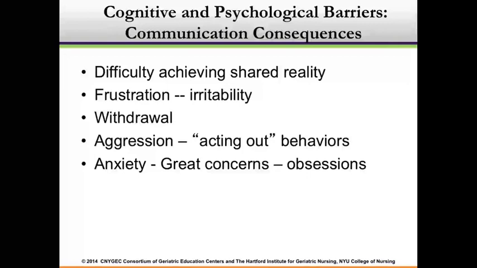Older adults have a lot of problems doing it, and you will have a problem getting your viewpoint understood by them. And you get frustration, bringing irritability, withdrawal, aggression, acting out behaviors, and anxiety. These are the consequences, and you need to recognize them because they are important behaviors that absolutely affect how we communicate and whether we're going to communicate well.